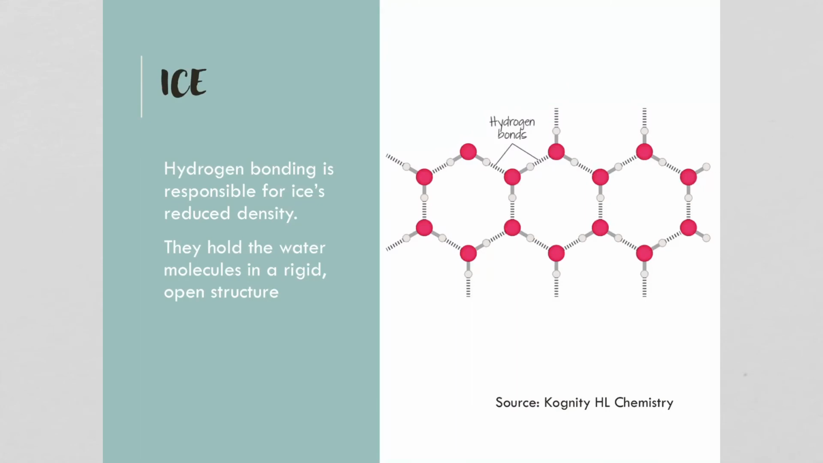So hydrogen bonding is responsible for ice's reduced density. So what happens is, as water is converting from a liquid to a solid, the hydrogen bonds will hold the water molecules in a rigid open structure, which gives it a lower density than liquid water. So this open structure allows ice to float.